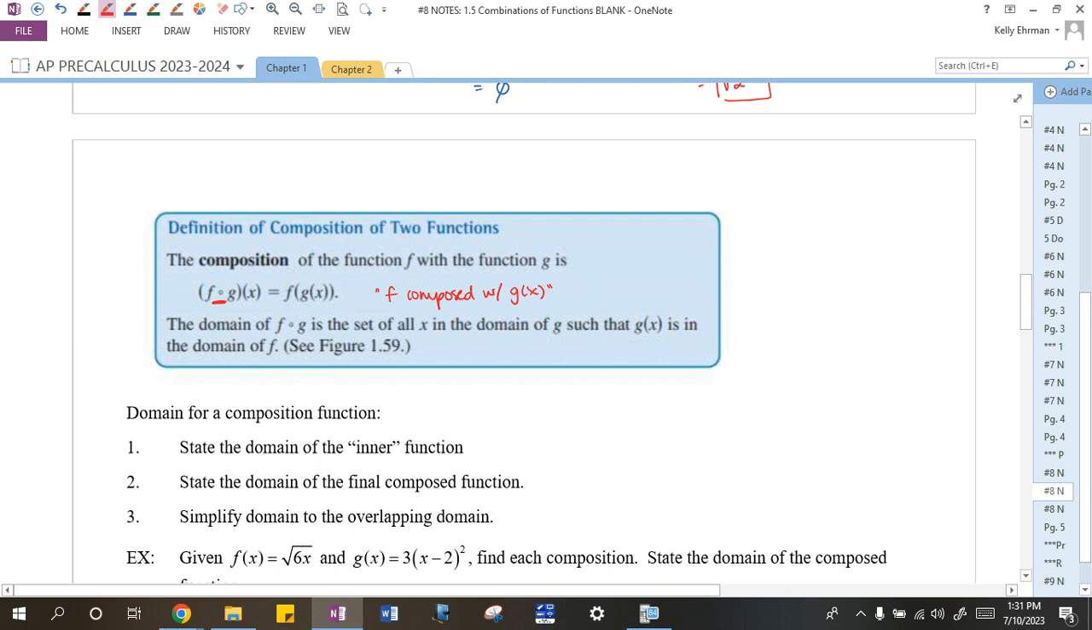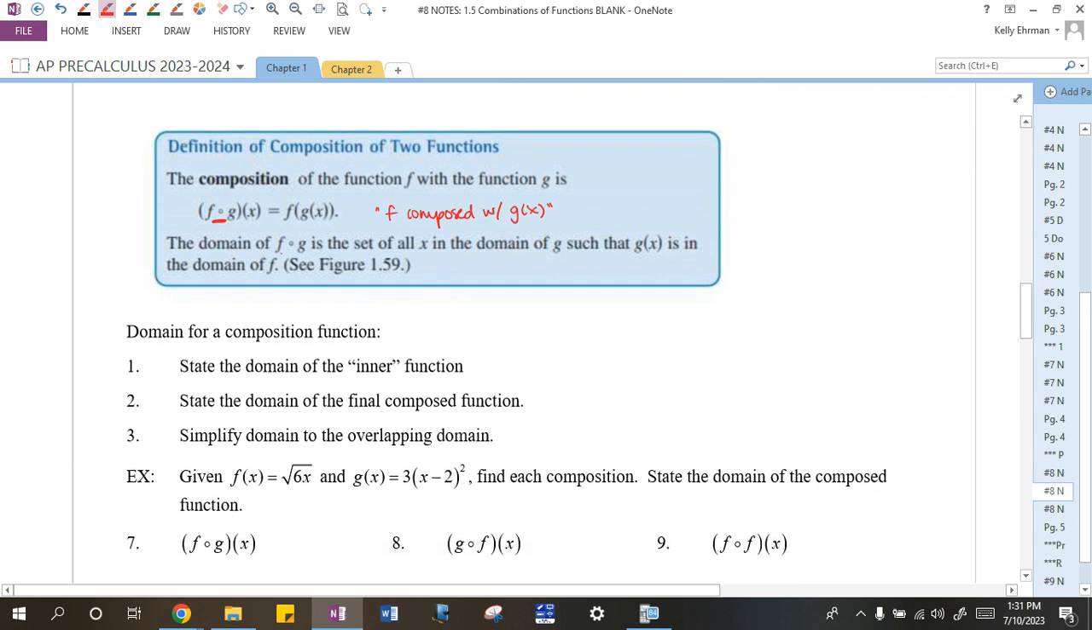That's fine too. And domain is usually the tricky thing. So I've written out a few things for domain. We've got to make sure that the domain of our composition is the set of all x that satisfy the domain of g, and then that also has to be able to be plugged into f. It's confusing to explain it with that sentence, so I wrote out these steps here.